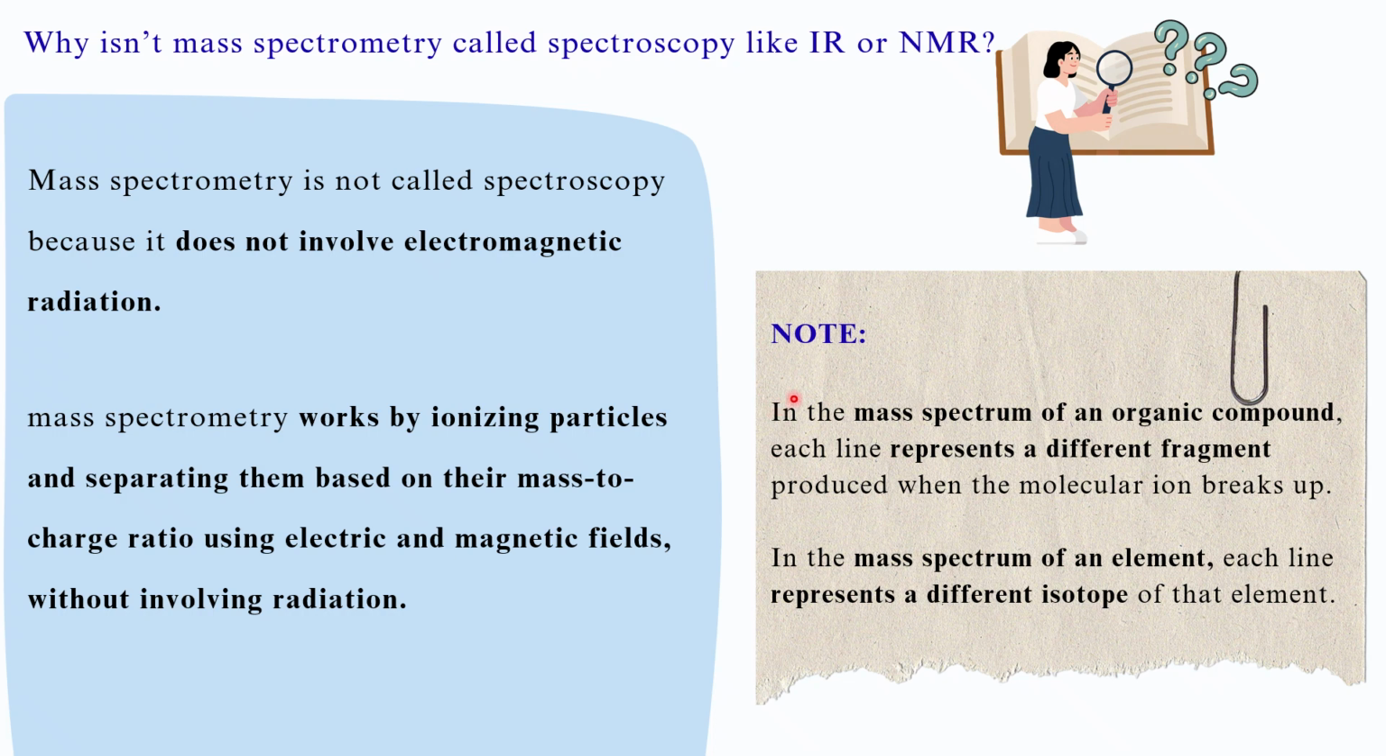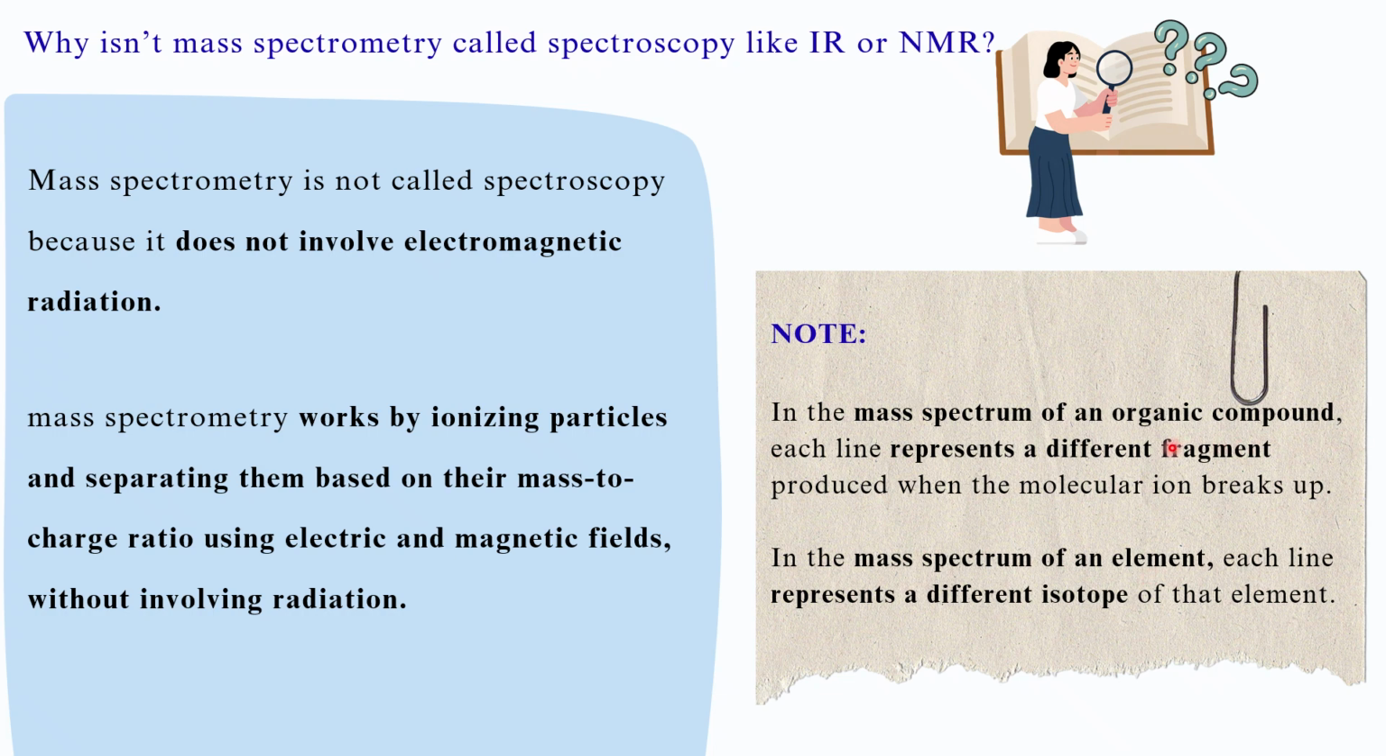Now there is one more thing that you should remember, that when we take the mass spectrum of any substance, there are two kinds of substances that you may come across while taking the spectrum. First one is the organic compound, and second one is the element. So in case of an organic compound, the mass spectrum consists of different lines, and each line represents the different fragments of that particular compound. Okay. But in case of elements, what happens? Each line represents different isotopes instead of their fragments. So we get the information about their isotopes.